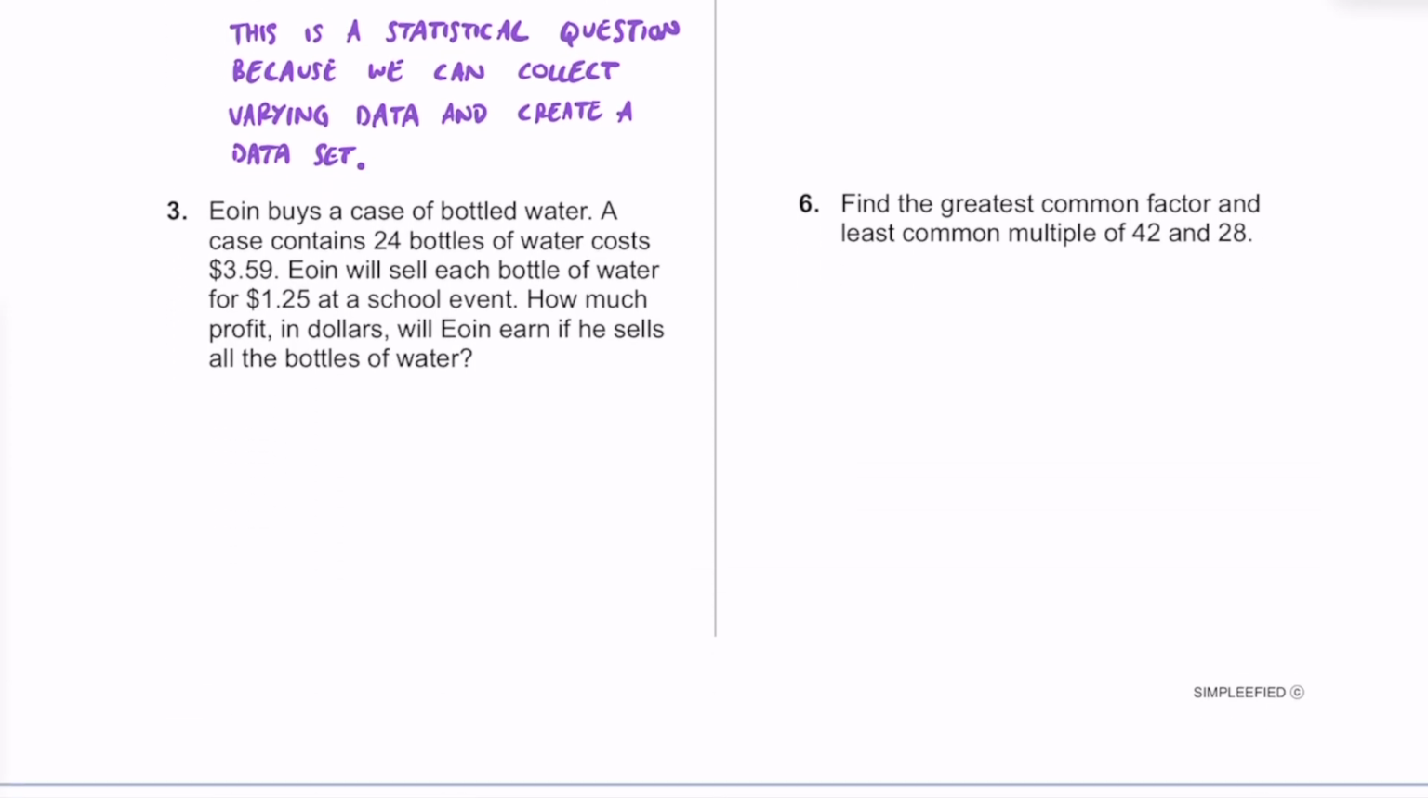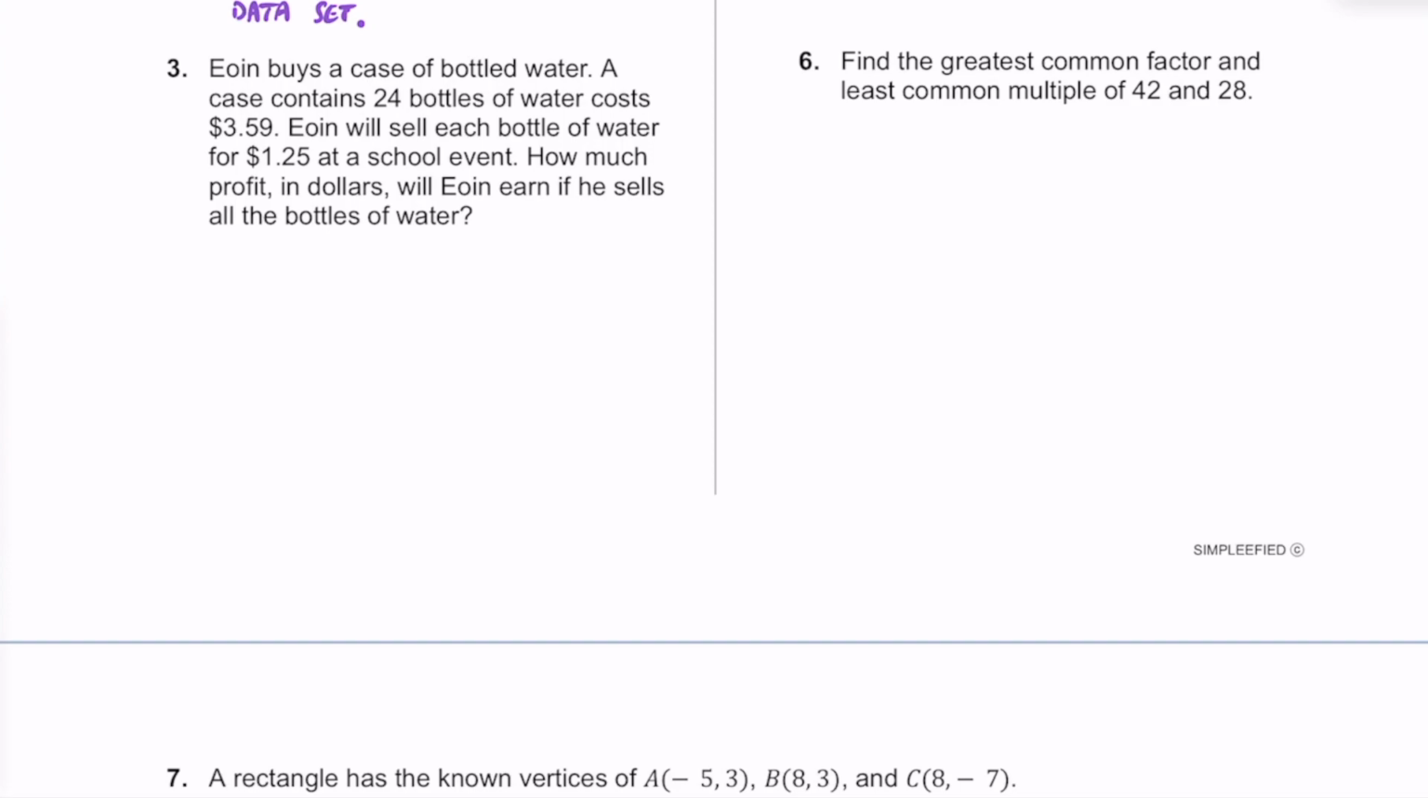All right, here is number 3. For number 3, Owen buys a case of bottled water. A case contains 24 bottles of water and it costs $3.59 for all that water. He's going to be selling each bottle of water for $1.25 at a school event. The question is, how much profit will Owen earn if he sells all the bottles of water?